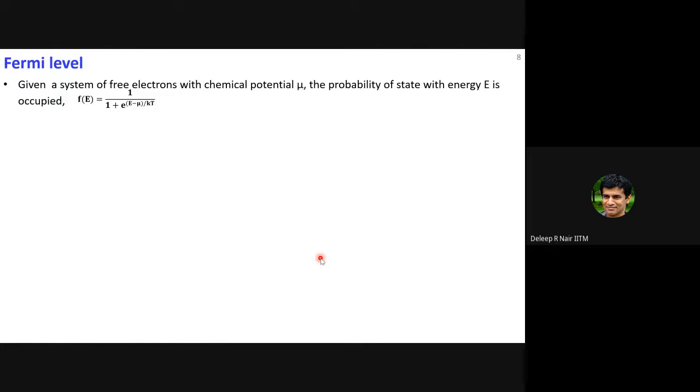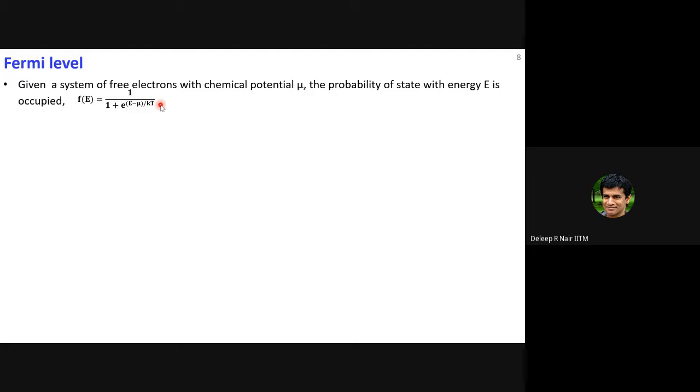Now, let me come to the last topic of the discussion, that is Fermi level. So we have encountered Fermi level first while discussing Fermi-Dirac statistics to calculate the occupation probability of an energy state. If you are given a system of free electrons with chemical potential mu, then the probability of a state with energy E to be occupied is f of E is equal to 1 over 1 plus this expression, right? I'm sure you have seen this expression for the Fermi-Dirac statistics, right? Well, the only difference is that you might have encountered instead of mu some symbol like EF, right?